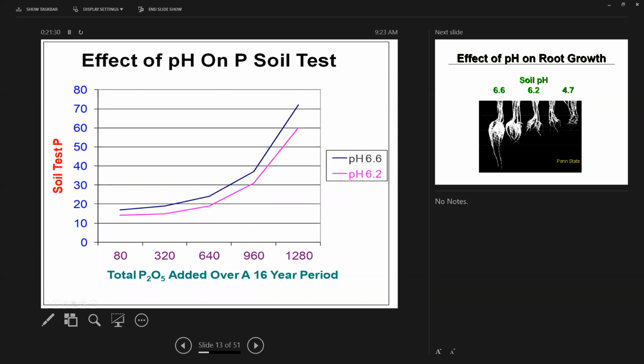And they tried to maintain a pH difference. So this top line has a pH of 6.6. This bottom line has a pH of 6.2. They added the same amount of P2O5 every year. What do we see? This pH of 6.6 always has a higher soil test value than the pH maintained at 6.2. So you get additional benefit out of your fertilizer if you maintain the correct soil pH. You can overcome a low pH by adding more phosphorus, but it makes your fertilizers more efficient.